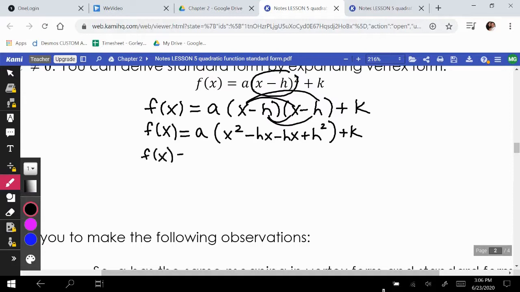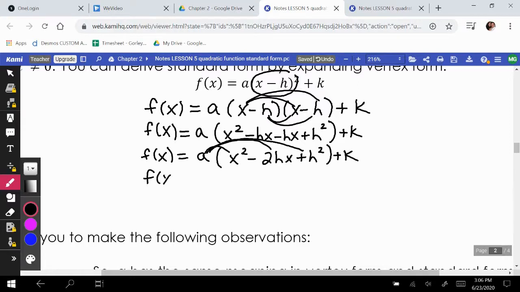We'll combine the like terms in the middle. So really we have 2 of those hx terms. Now I'm going to distribute the a through to each of these 3 terms. So we'll have ax squared minus 2ahx plus ah squared plus k. Okay, and now it's starting to resemble standard form. It's just kind of yucky looking.